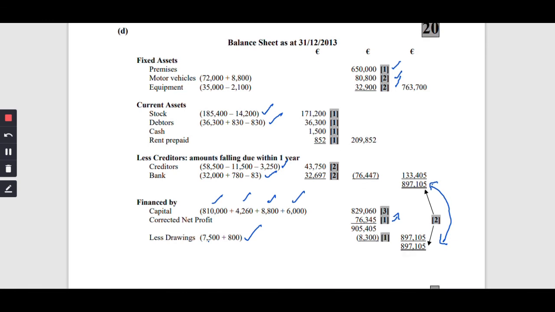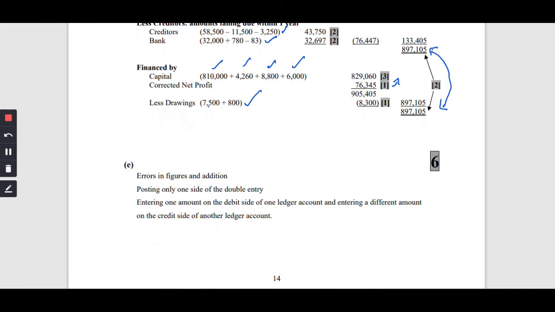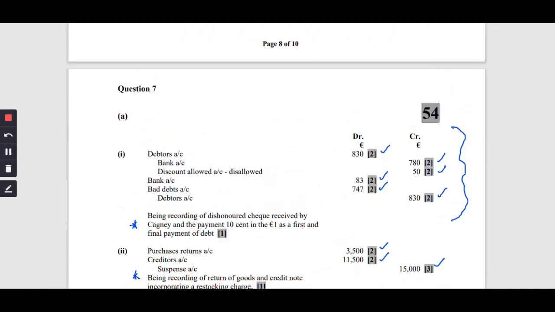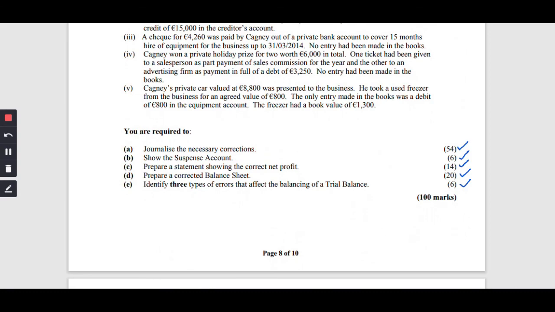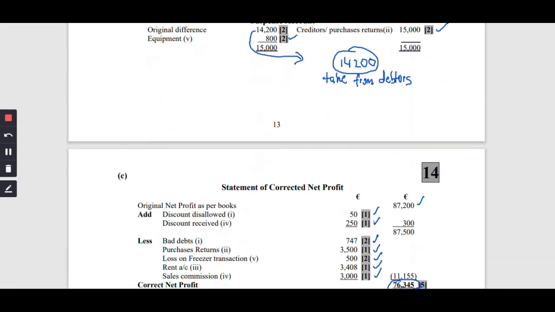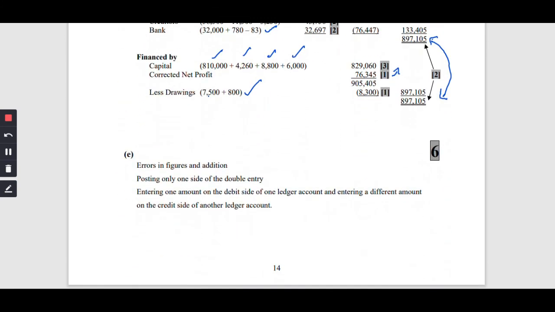Finally, with this question, don't forget the theory. The theory was, in this question, identify 3 types of errors that affect the balancing of a trial balance. So 2 marks each for these. Errors in figures and addition, posting only one side of the double entry, entering one amount on the debit side of one ledger account and entering a different amount on the credit side of another ledger account. So these would all cause the trial balance not to balance.